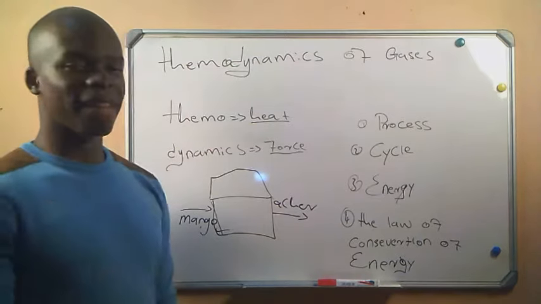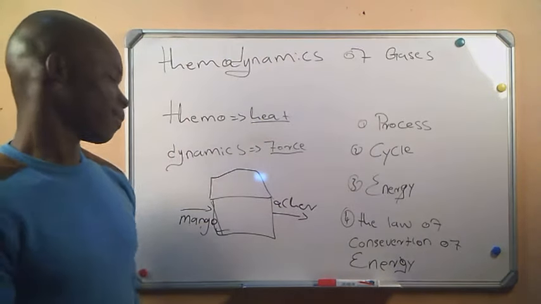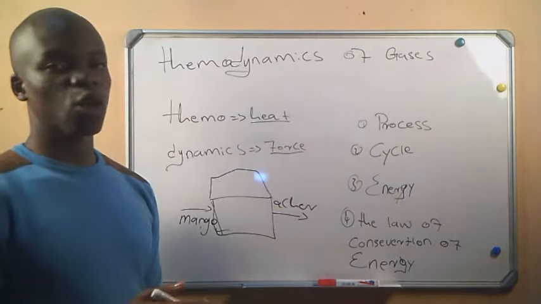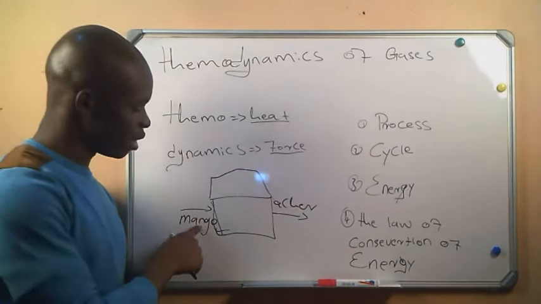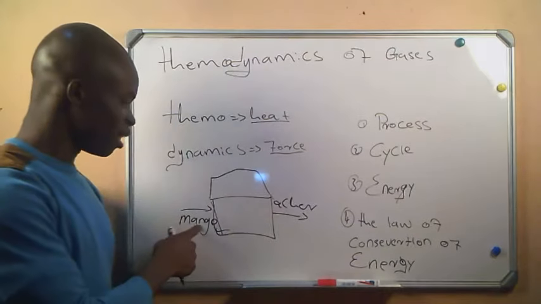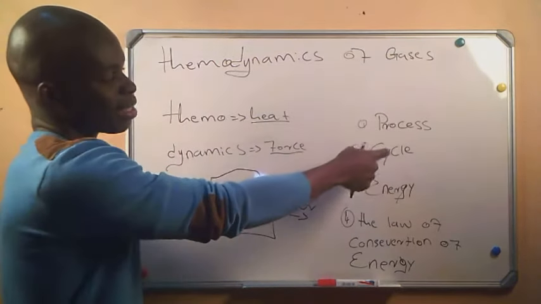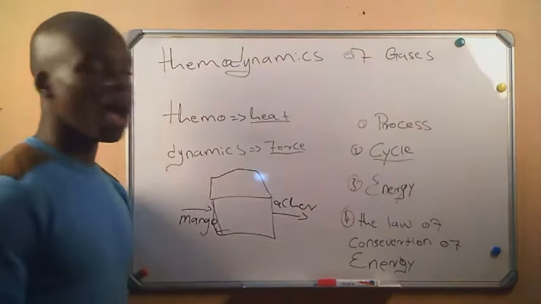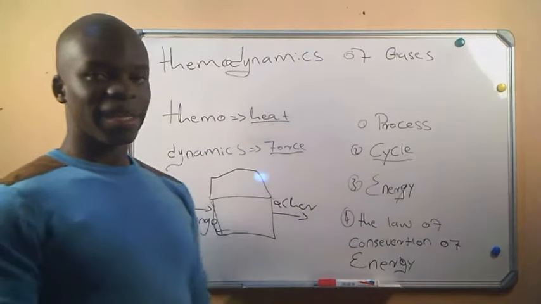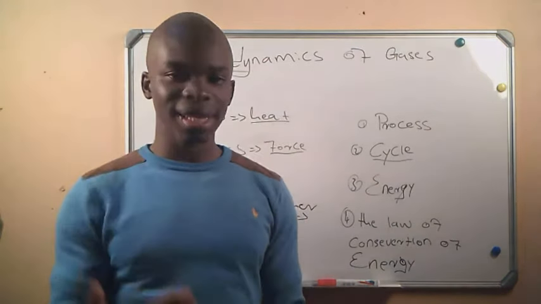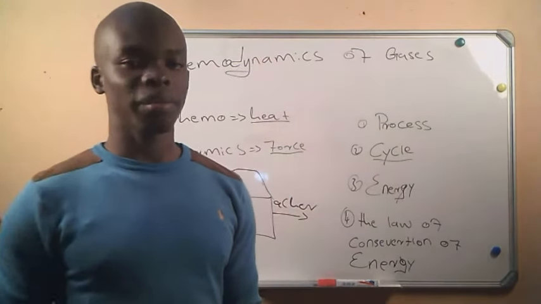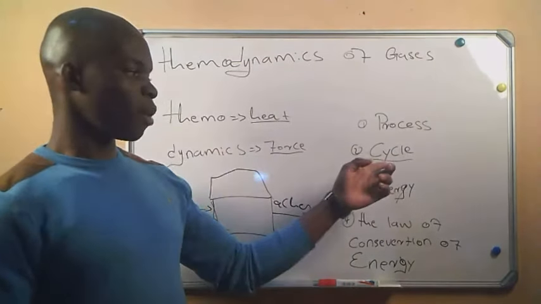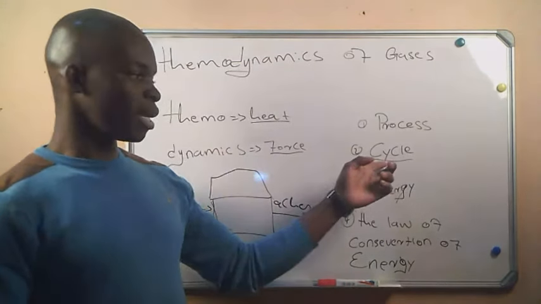Because of the high demand for achar, this process must be carried out almost every day. So every day is the same thing. Mango in, achar out. Mango in, achar out. That is the definition of our cycle. Cycle is defined as a process that happens in terms of a repeated sequence. So for it to qualify to be a cycle, it must first be a process.